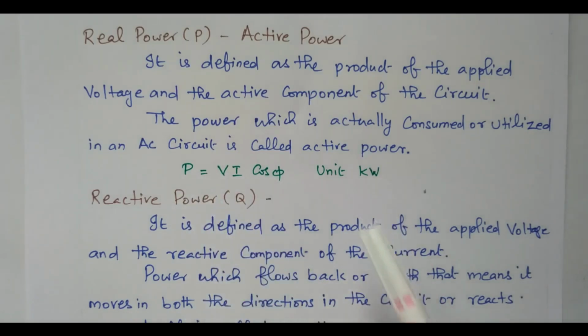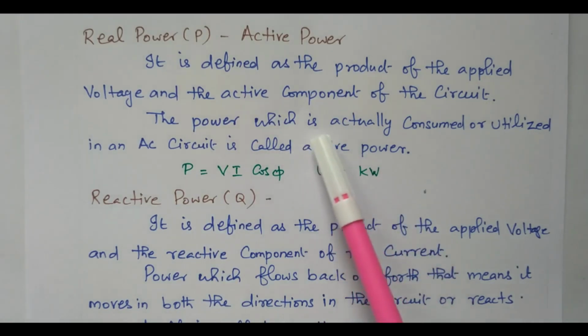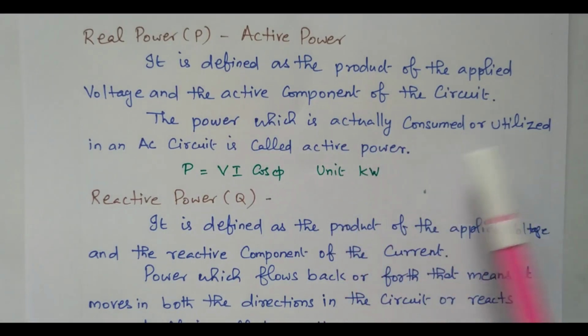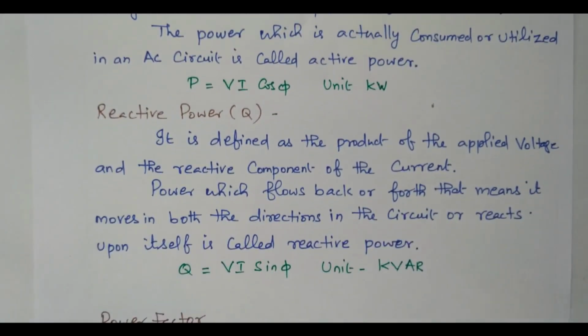The unit is kilowatt. Right? The power which is actually consumed or utilized is called active power. Then what about the reactive power? It is the product of applied voltage and reactive component of the current. Reactive component. What is reactive component?